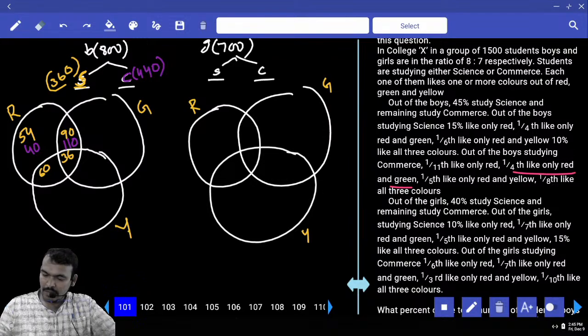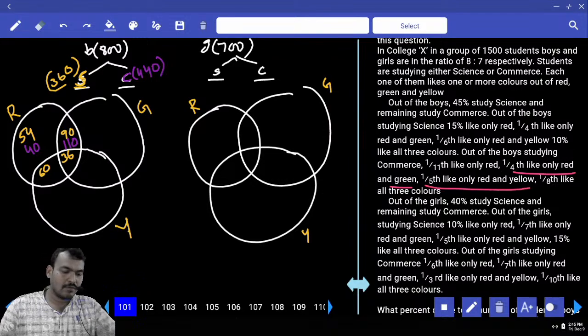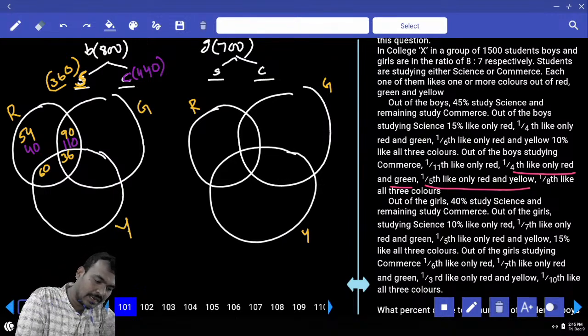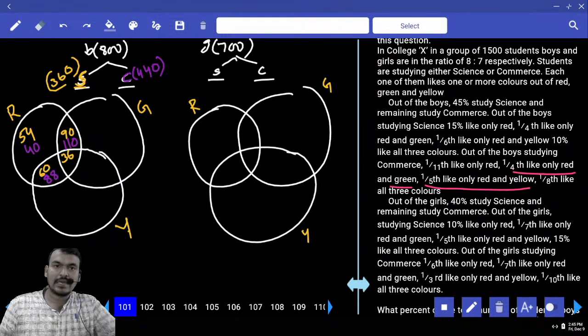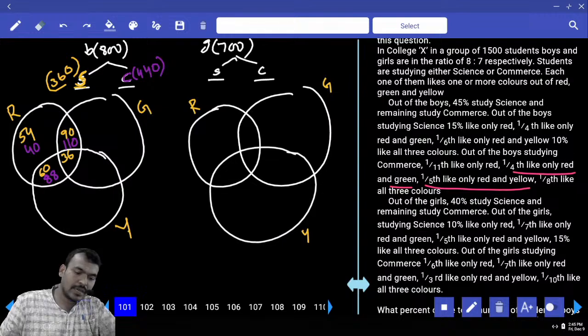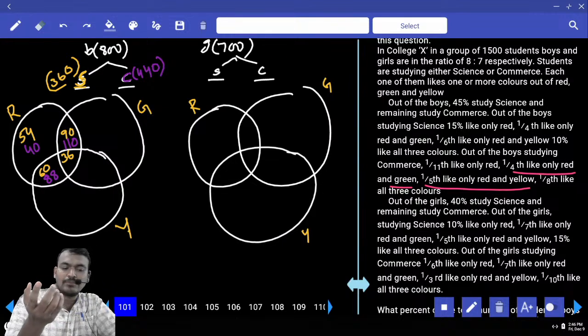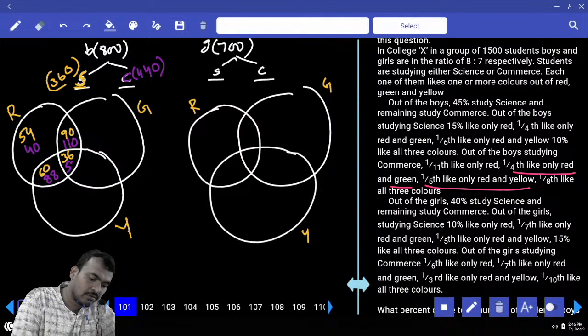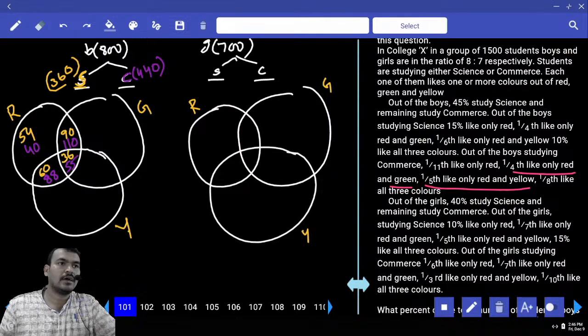Next, 1/5 like red and yellow. 1/5 means 20% or not? 20% of 440 is 88. That 88 are red and yellow or not? Next, 1/8 like all the three colors or not? 1/8 means 8 how many times? 5 times. Again 5 times or not? 55 or not? Yes or no?